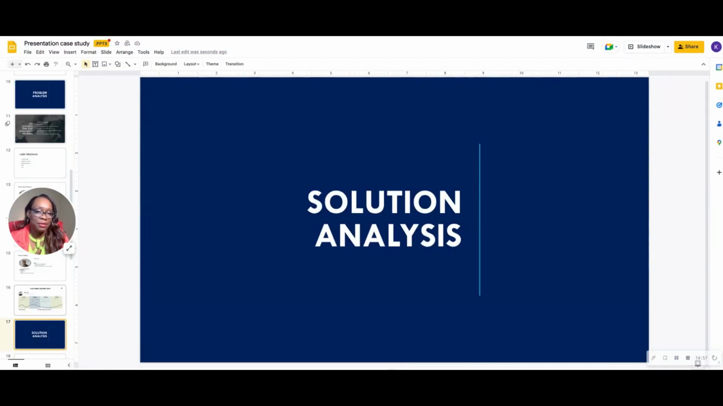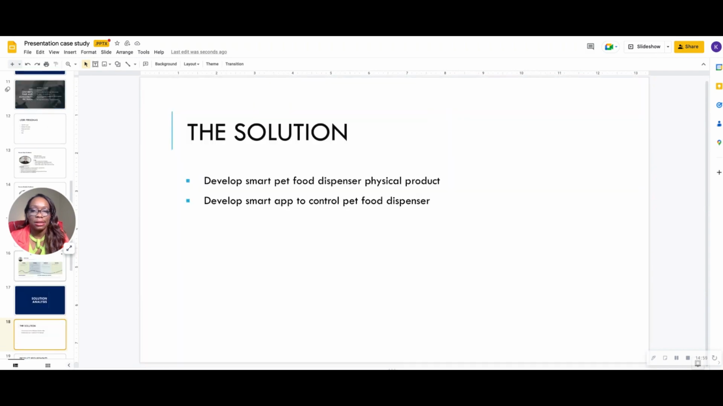So now we move into our solution analysis, right? So the solution is to develop a smart pet food dispenser physical product that can dispense food for the cat or the dog, and develop a smart app that goes alongside the physical product to control the pet food dispenser. That is a solution. All right.